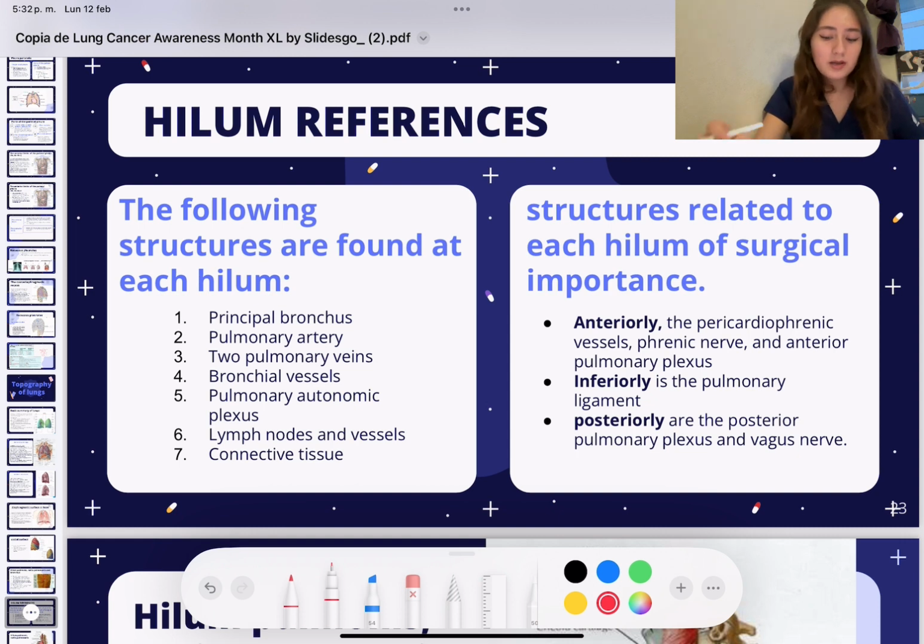Anteriorly, the pericardiacophrenic vessels, phrenic nerve, and anterior pulmonary plexuses. Inferiorly, it is the pulmonary ligament. Posteriorly are the posterior pulmonary plexus and vagus nerve, that is the main nerve that innervates the lungs.